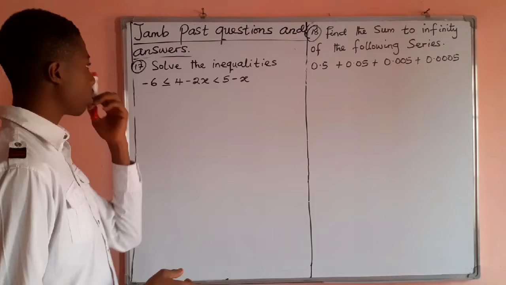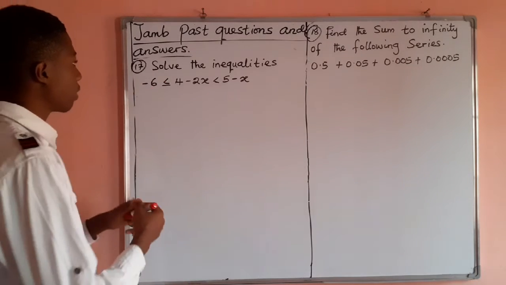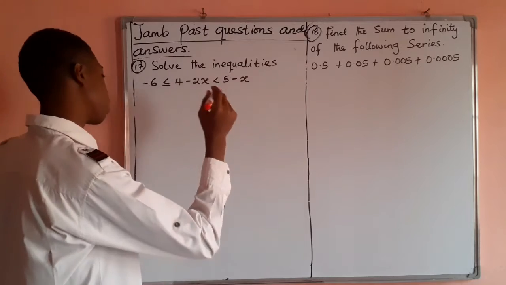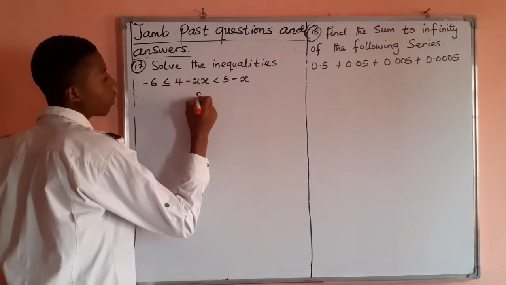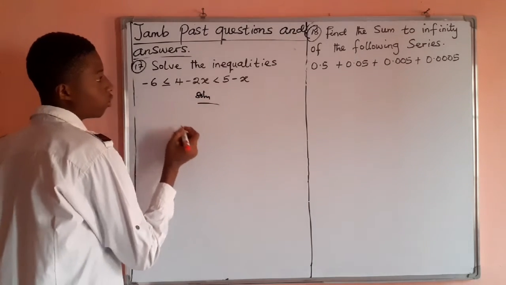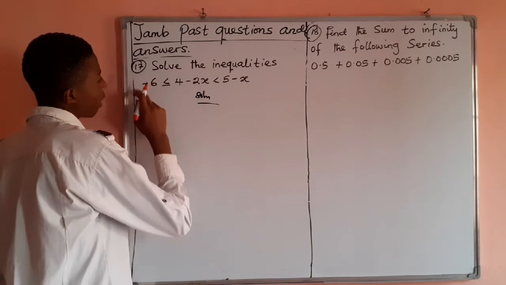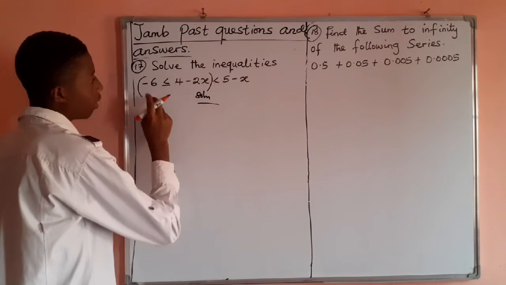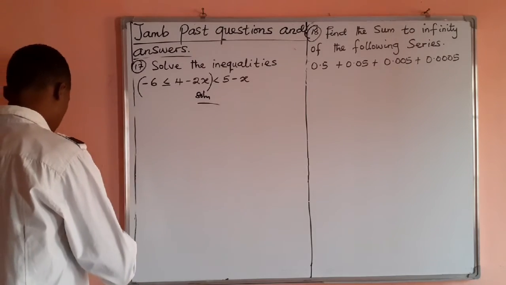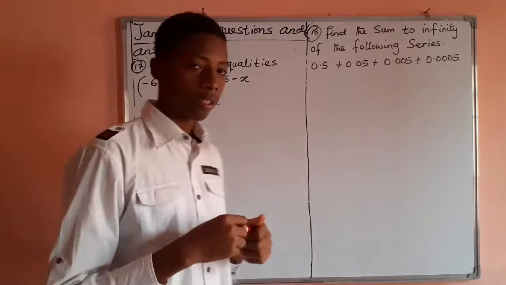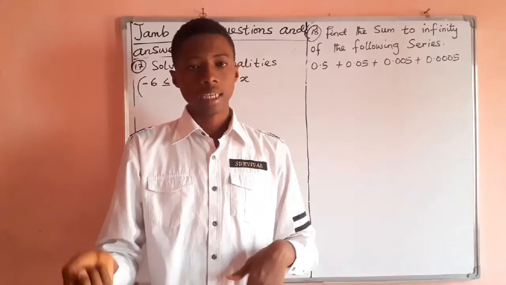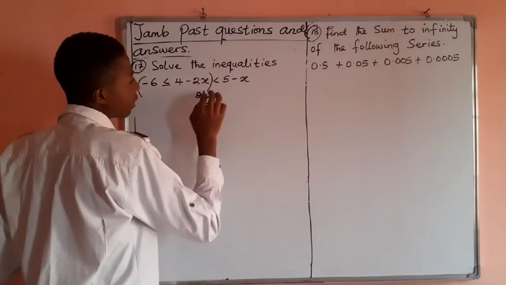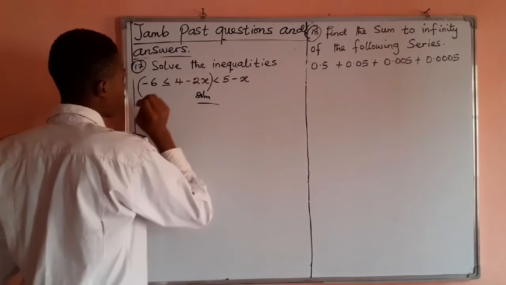Very simple. Now solve the inequality: minus 6 is less than or equal to 4 minus 2x, which is less than 5 minus x. Looking at this, like we did in the other one, first of all take one side, so that you won't confuse yourself. Let me explain something about inequalities: it works the same way as the equals to sign. So when you're taking this side, this thing is still the same as equals to.